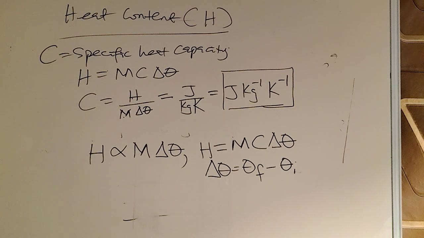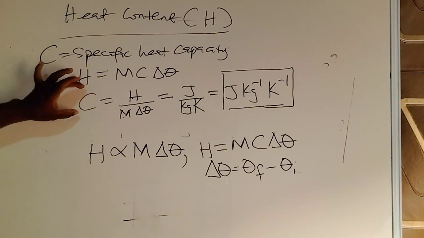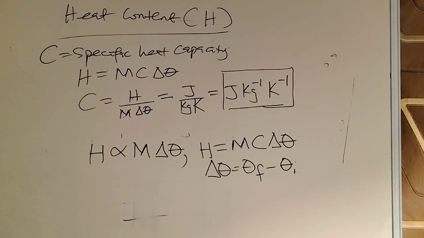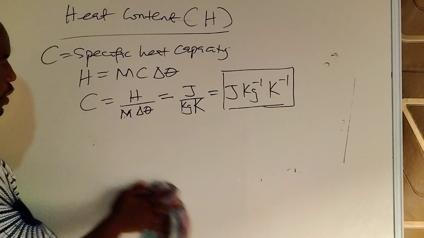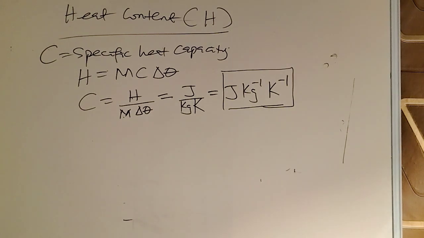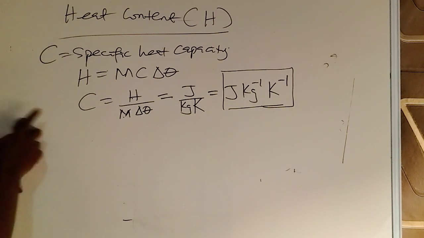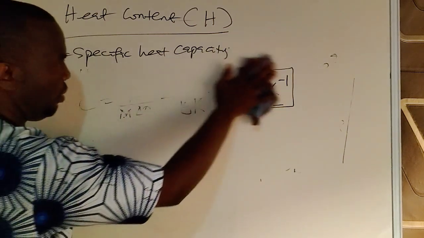So now we are going to define this term known as the specific heat capacity of an object. What do we understand by the term specific heat capacity of an object? We'll go to the board again, define C.